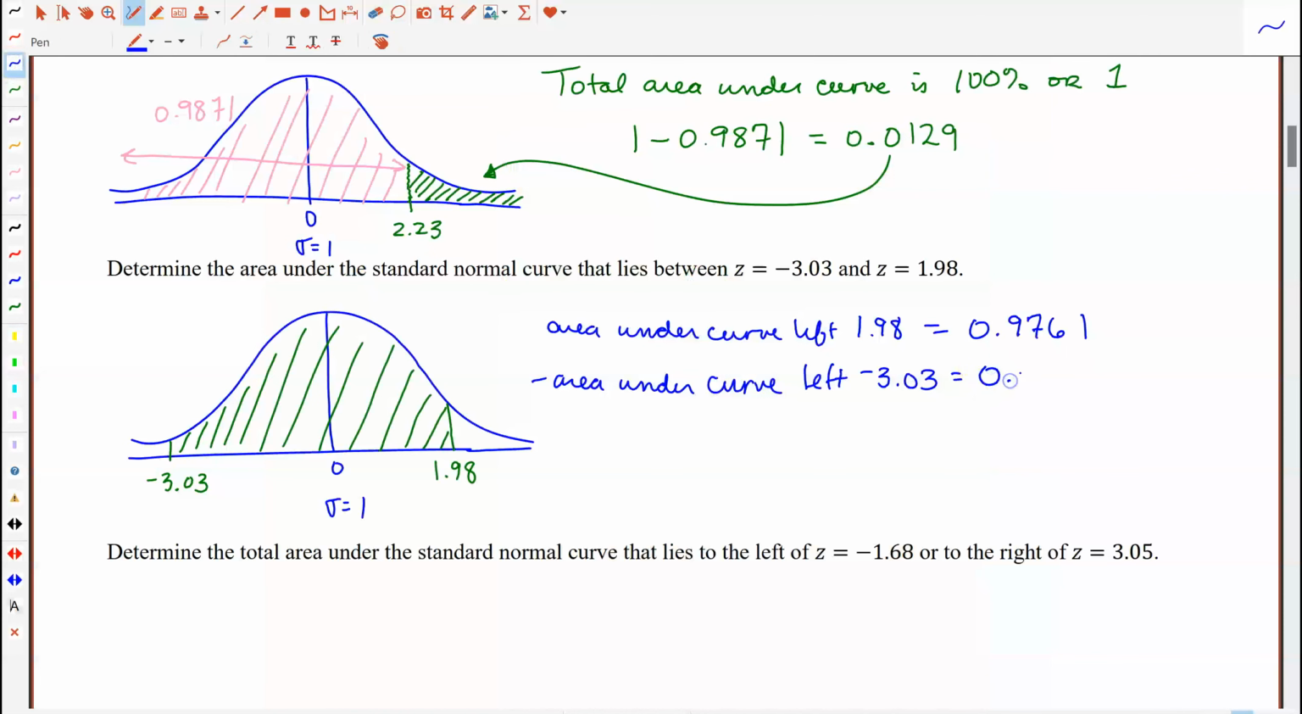So 0.0012. That's going to be the value that I want to subtract off of that other area that I found. And when I subtract those values, we end up with an area of 0.9749.